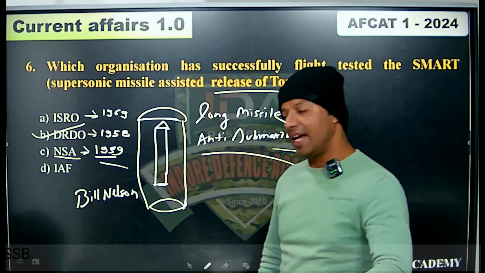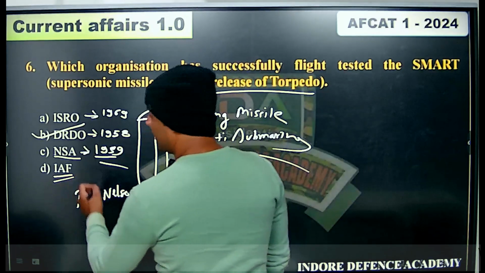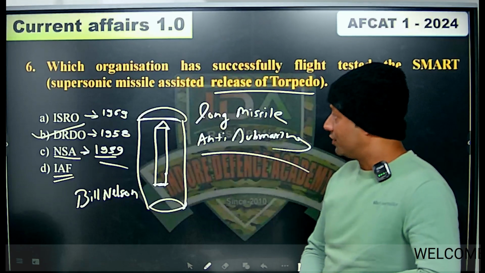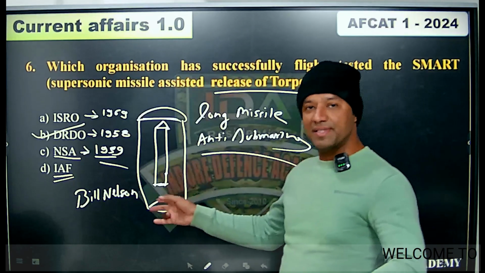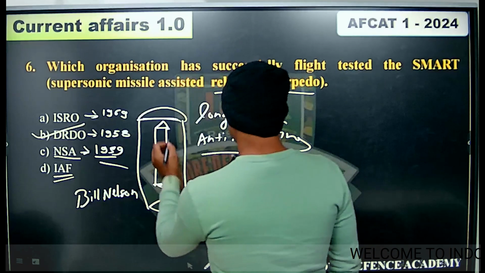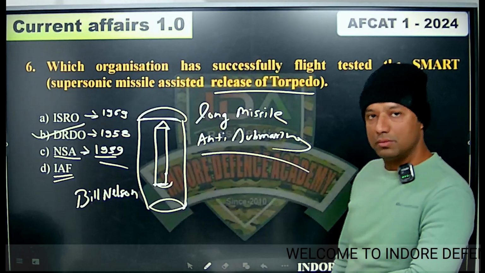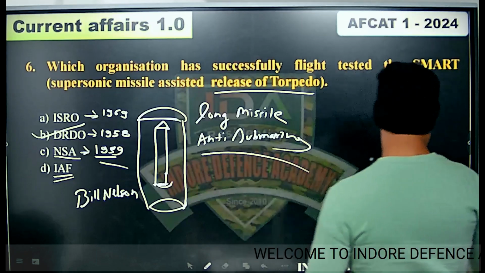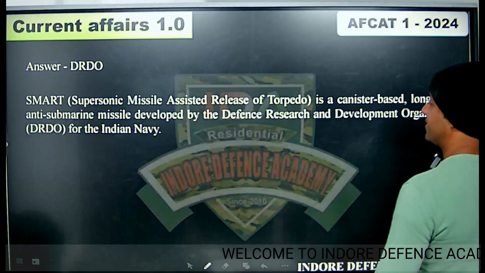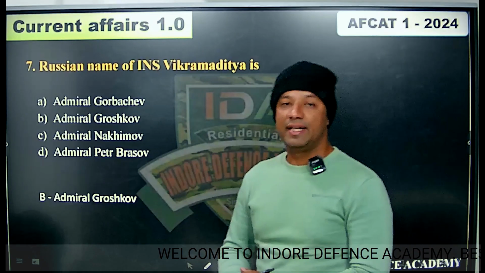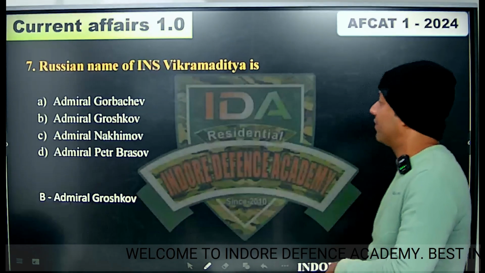Okay, my friends, IAF we know Air Chief Marshal V.R. Chaudhary. Okay, so this canister based missile system is called SMART. It is designed and developed by DRDO. Okay, my friends, DRDO. And it is given to the Indian Navy. Coming to the next question, my friends.